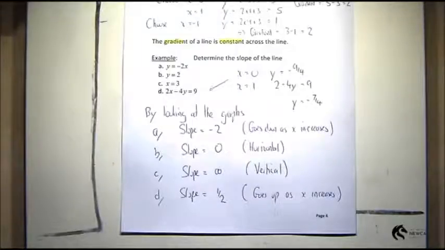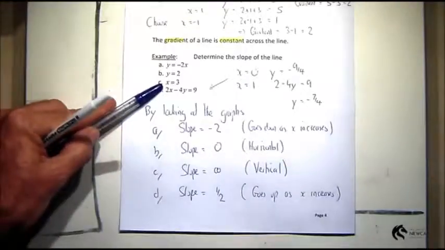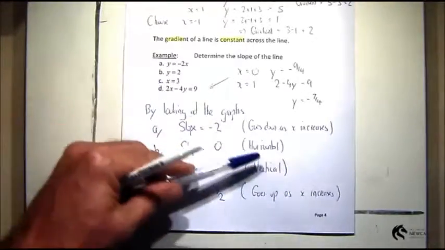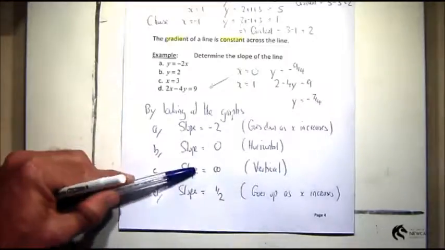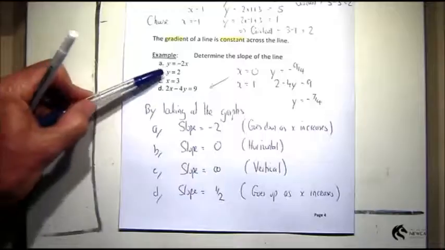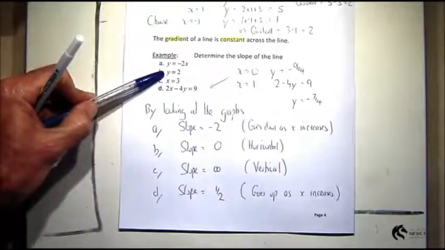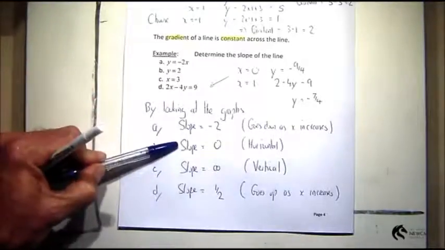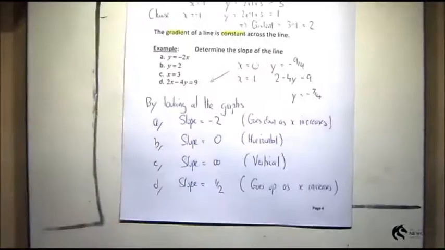So any equation of the form x is equal to something, x is equal to a constant, will have a vertical graph and an infinite slope. Any line that's horizontal will be y is equal to something, and it will have a horizontal graph and a 0 slope. And then you've got your negatives and your positives as well. Basically just the other end of the scale from 0. Yes, that's right.